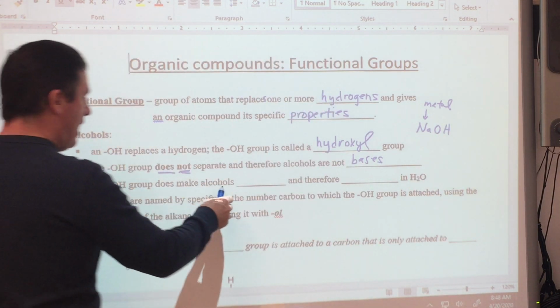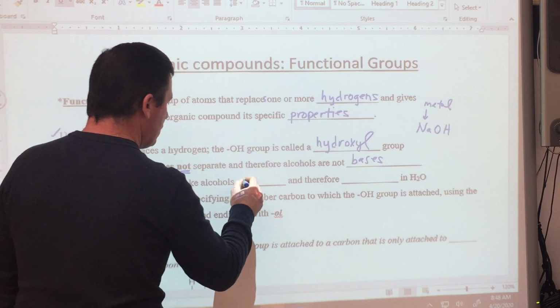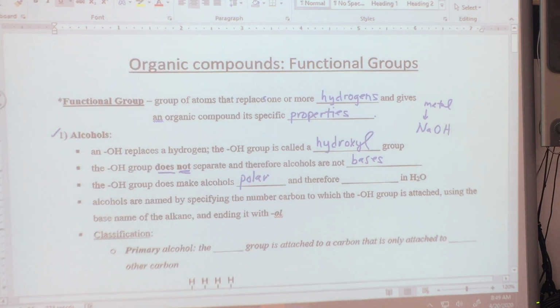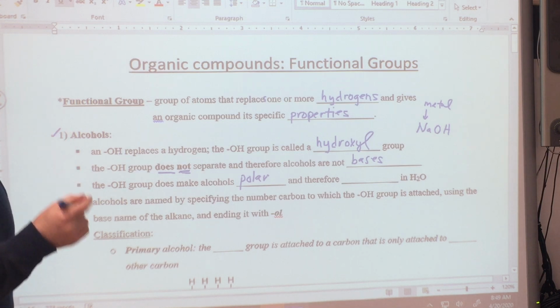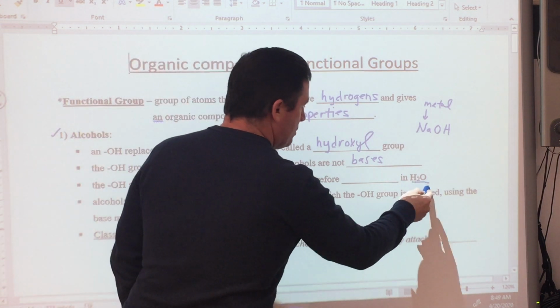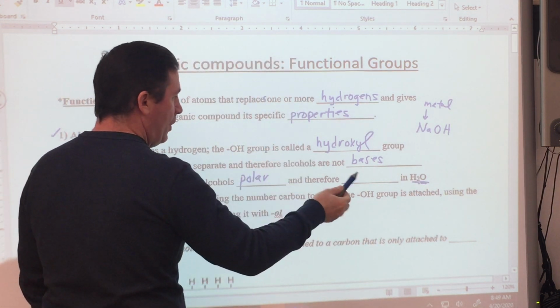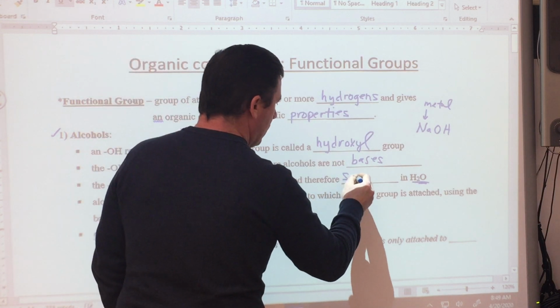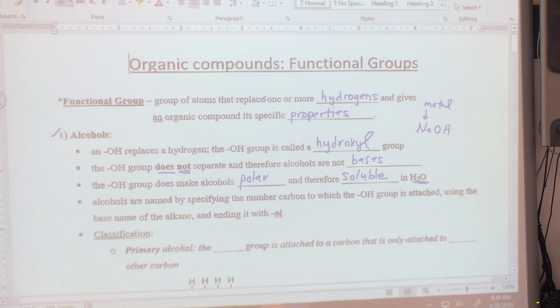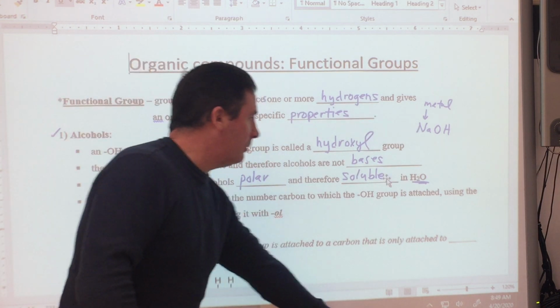The OH group does make alcohols slightly polar. Remember, polar means that there is a slight charge on one side of the molecule compared to the other. And just like water, which is polar, if you have polar and polar, like dissolves like. So alcohols are soluble in water. You can dissolve them in water.